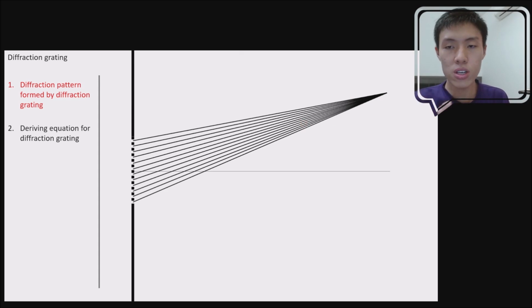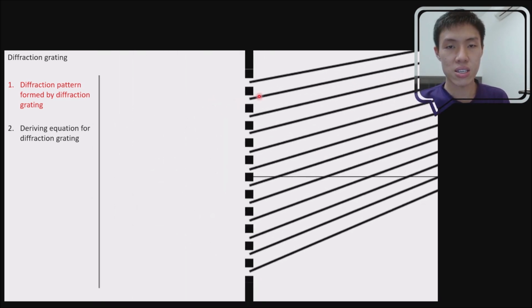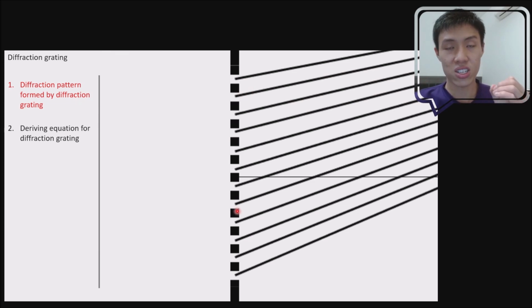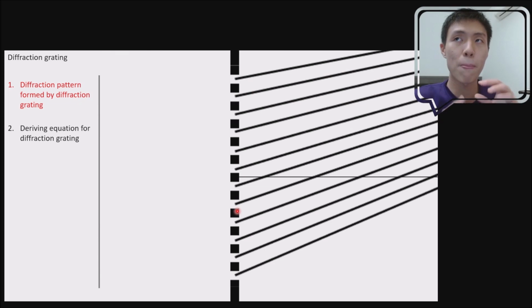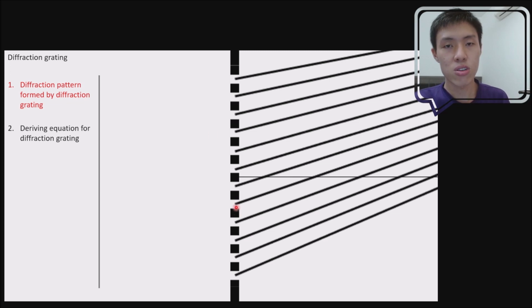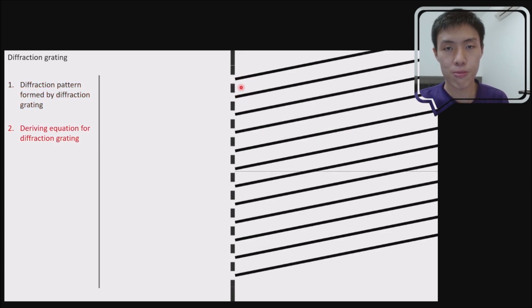But if we focus on the region very near the diffraction grating, you see that they're actually parallel to each other. We approximate them to be parallel. So if you want to compare the path difference between the first two paths, let's say this one is R1, this one is R2, the difference will be only this small little portion over here.